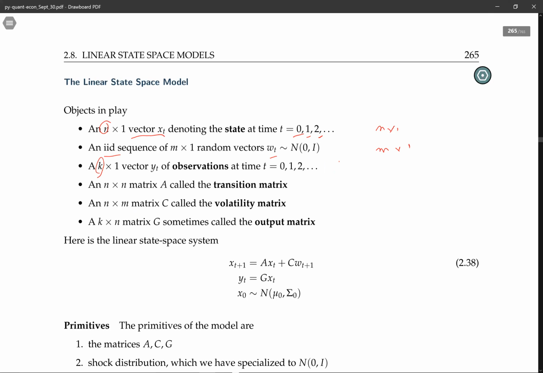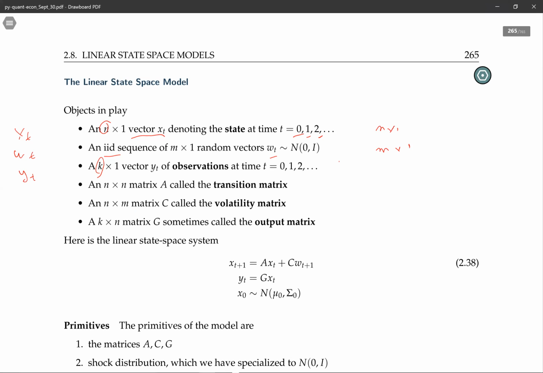So notice there's a lot of bookkeeping going on here. So x_t, w_t, and y_t have time dates on them. And when we do dynamics, we're just talking about things that have time dates. That's all it means.